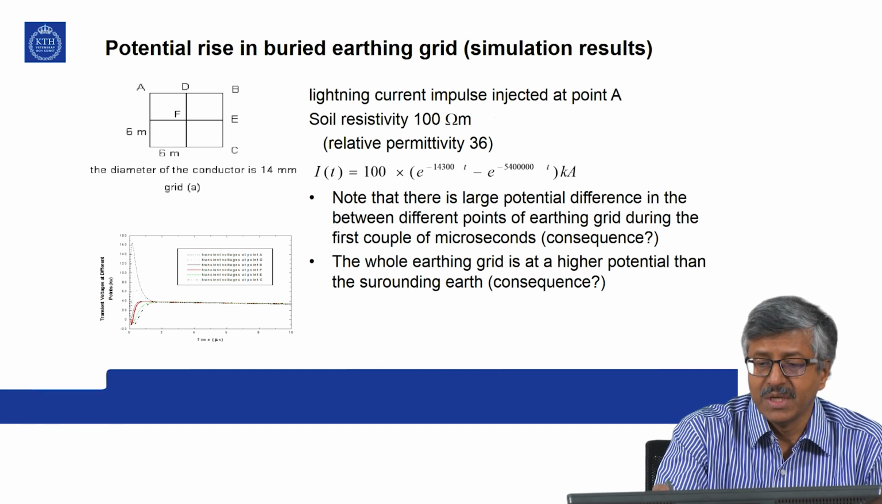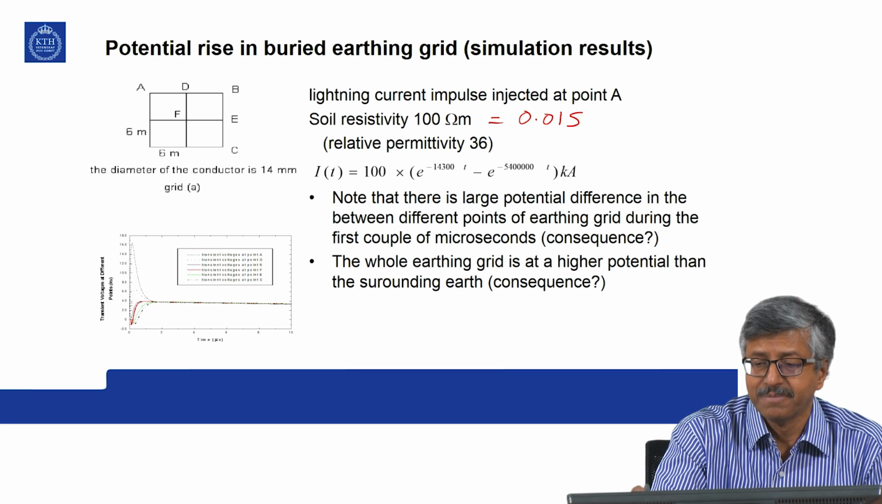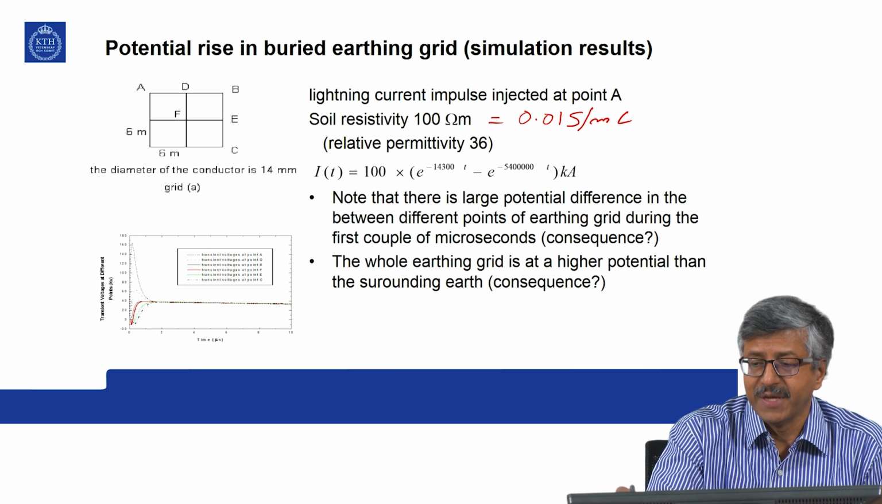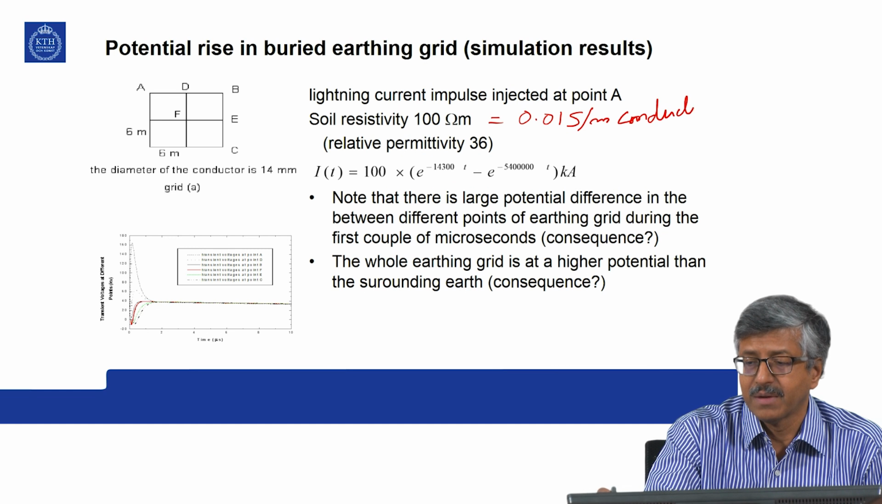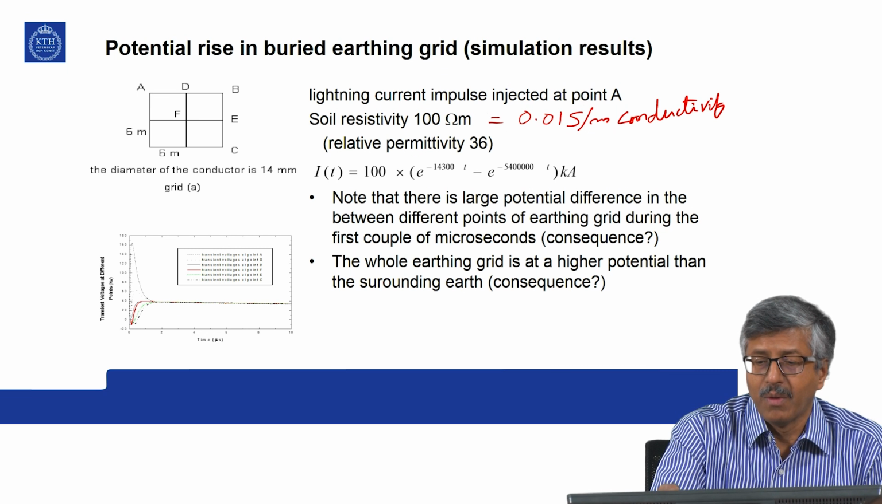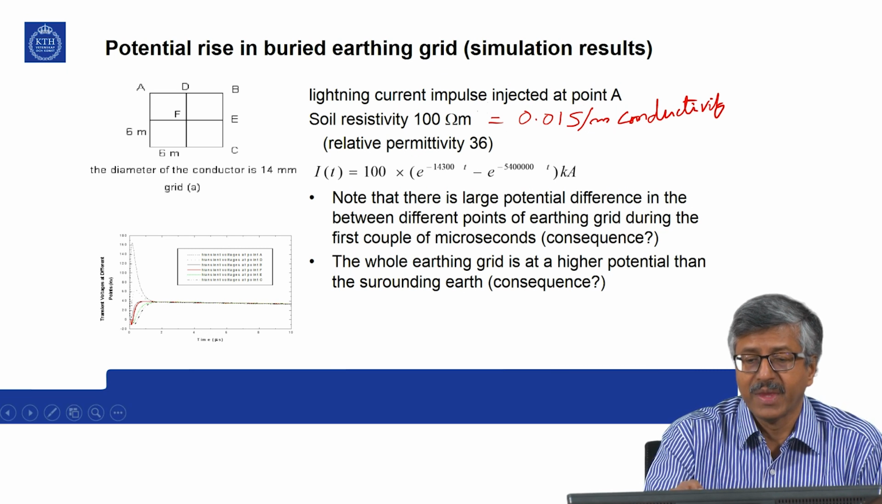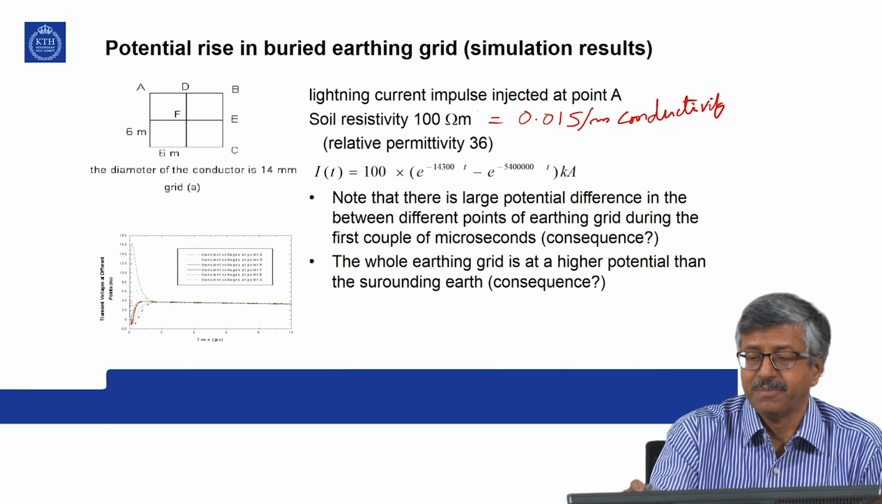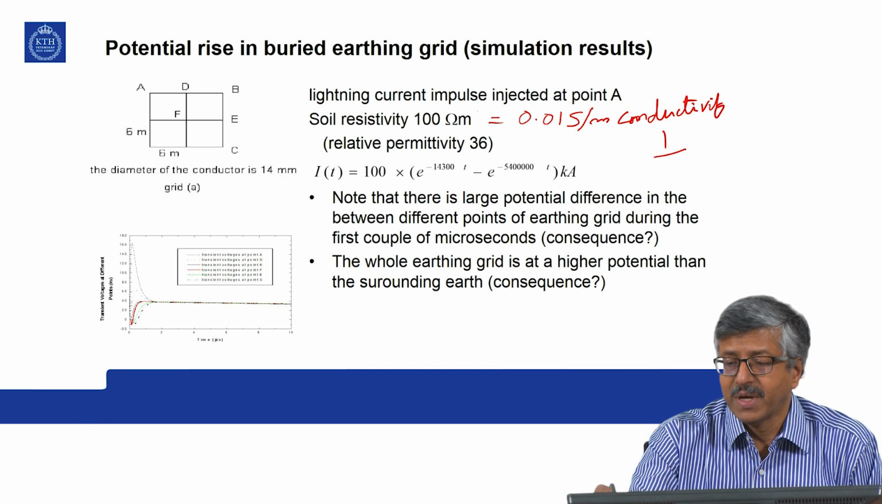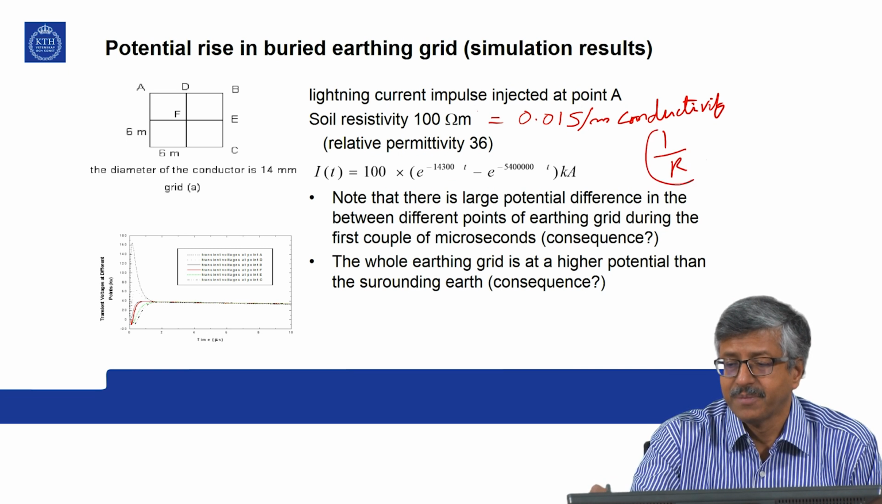Siemens per meter in conductivity. So, this is resistivity, and this is conductivity. So, it is 1 over resistivity, 1 by R, let us say.